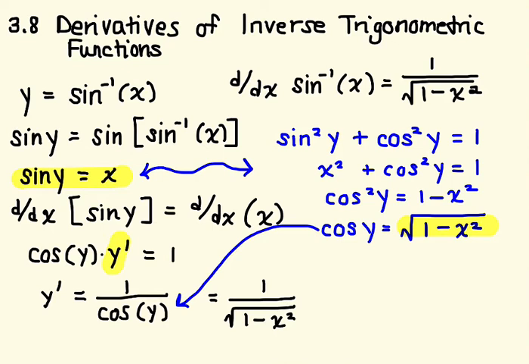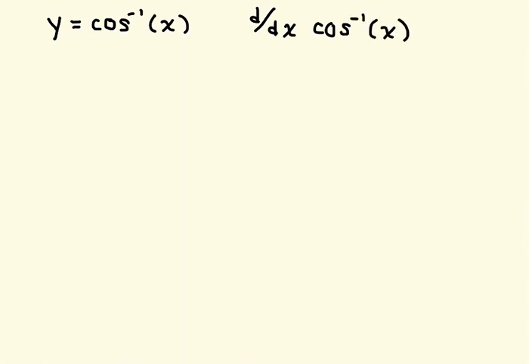All right, so let me add a page below. Oh, I did mean cosine, thank you. Yeah, sorry. Okay, so our function y is now the arc cosine of x, and I want you to find the derivative with respect to x of the arc cosine of x. And you're going to use the same idea. You're going to take the cosine of both sides. What is that?